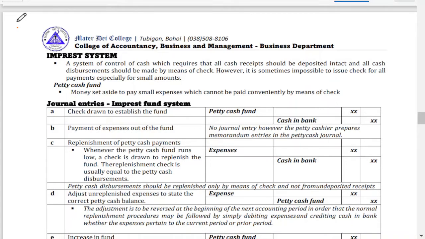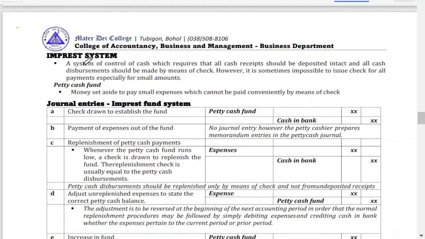For example, yung mga maliliit na pamasahe, pambili ng tinapay, or pambili ng mga supplies, pwede naman natin siyang bayaran in cash, but we can get the money from the petty cash fund. In relation to that, we have this Imprest fund system, which is used in order to properly control our cash.